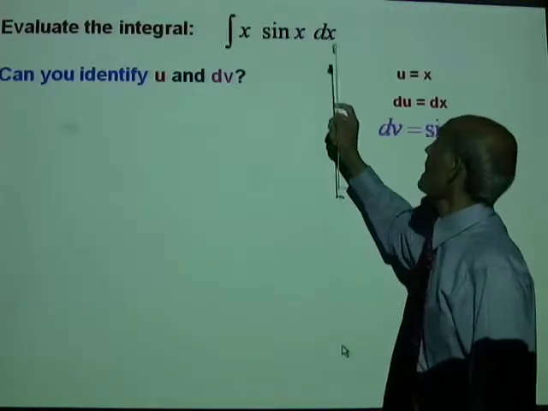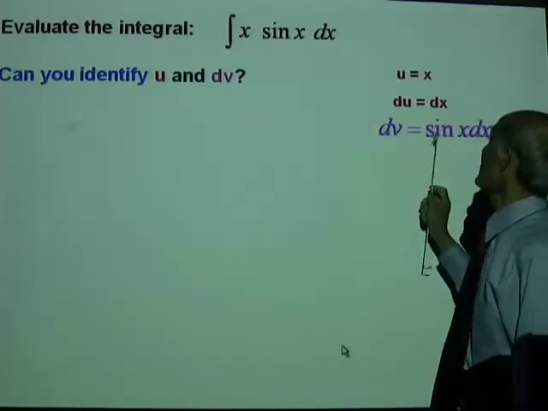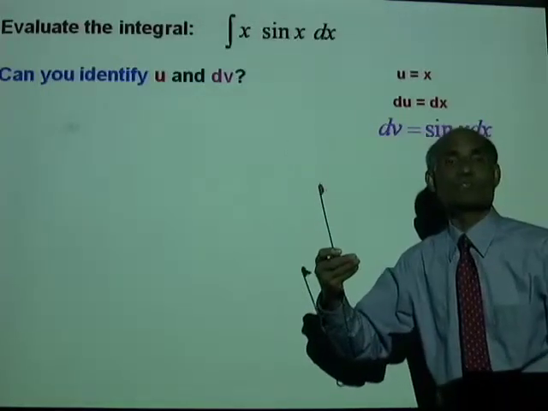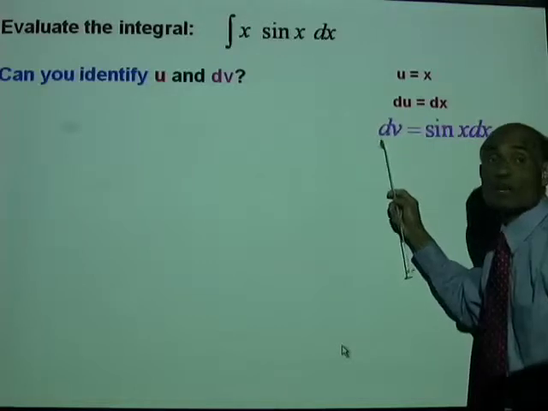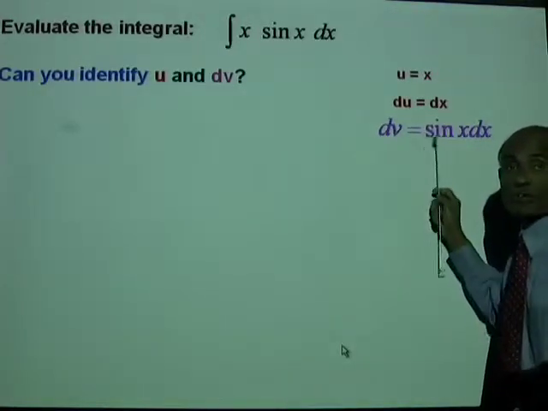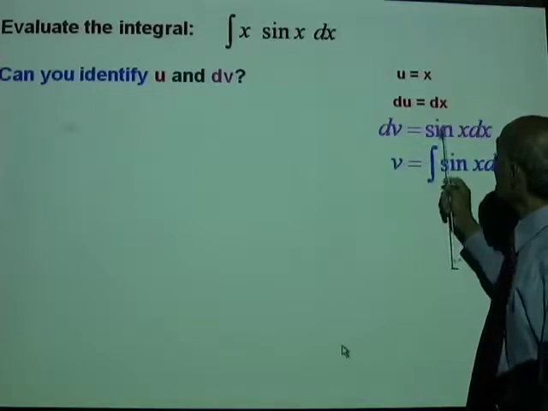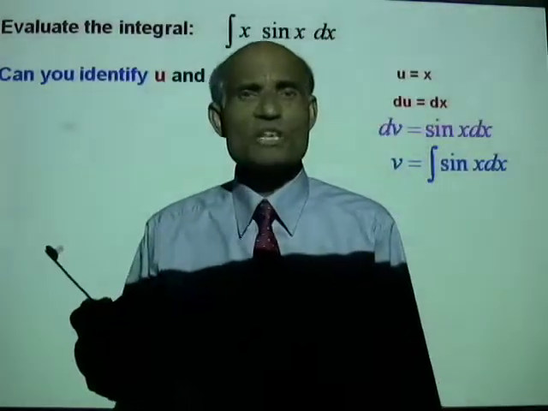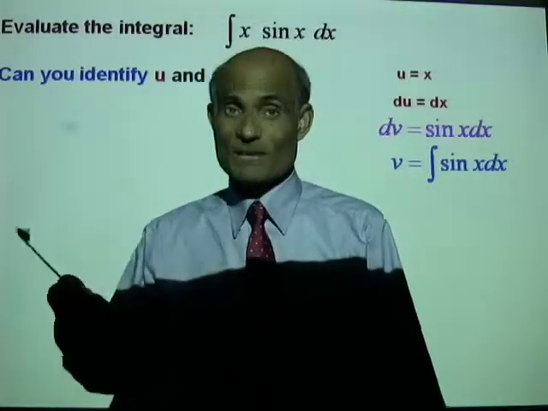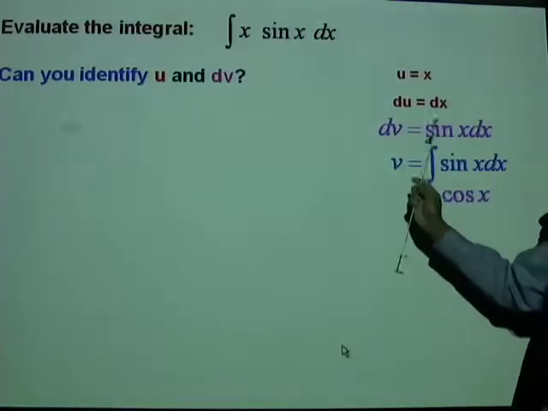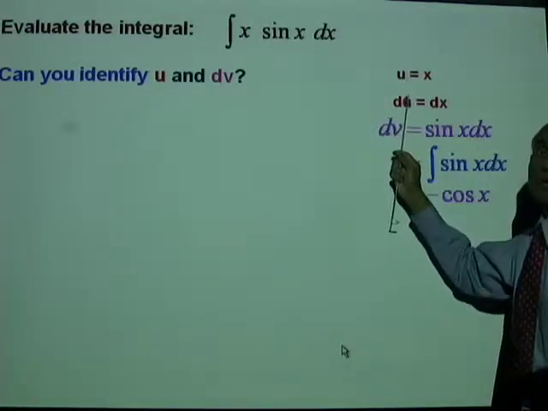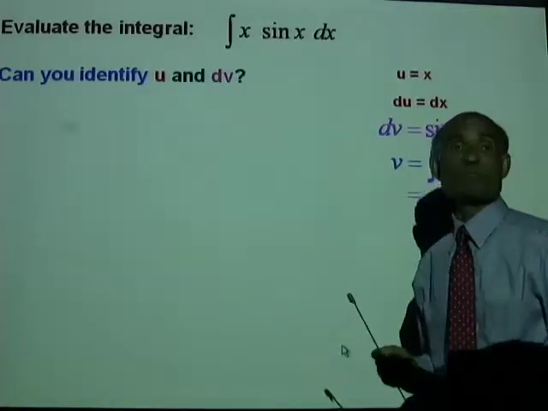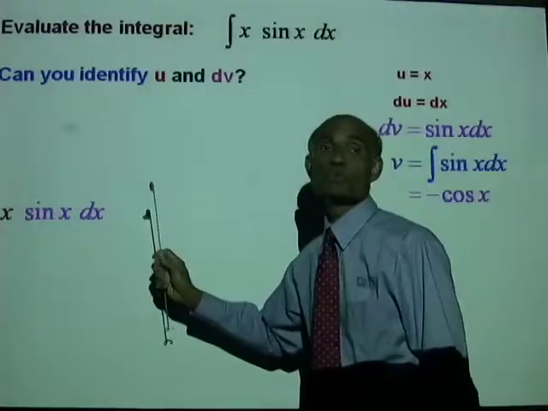Then remaining, our dv is sine x dx. Alright, if dv is sine x dx, what is v equal to? V will be the integral of dv, and therefore integrate the right hand side. V equal to the integral of sine x dx. What is the integral of sine x dx? Alright, it is negative cos x. So again, you have u, you have du, you have dv, and you have v. We can use them to write our integral using the uv form.